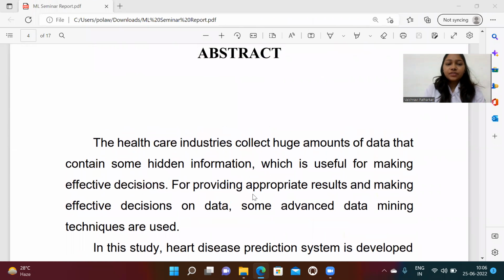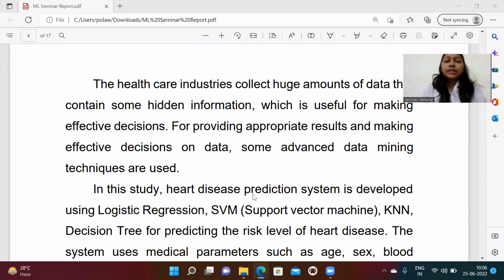So here is the abstract. We all know that in the healthcare industry, a huge amount of data is collected every day, and it contains hidden information which can be useful for analysis and effective decision making to provide appropriate results on data. And this data is collected by some advanced data mining techniques.